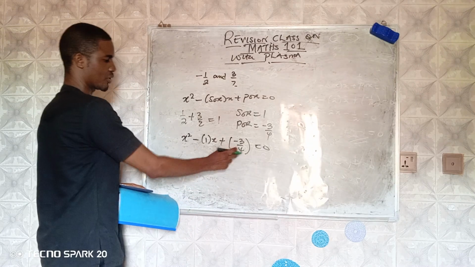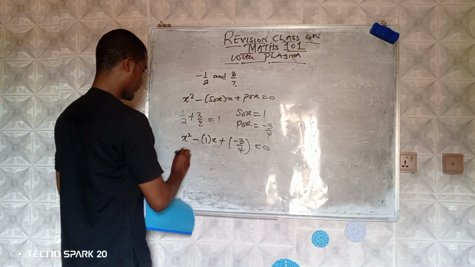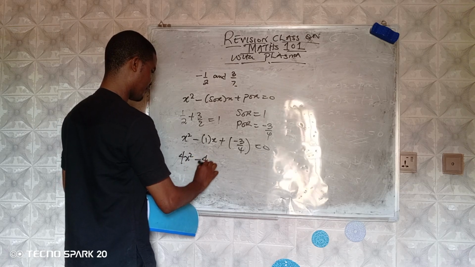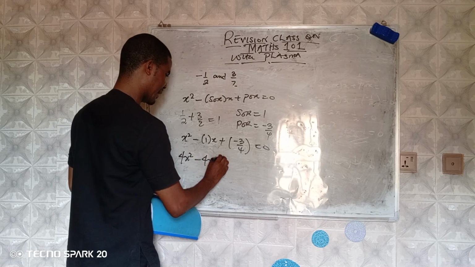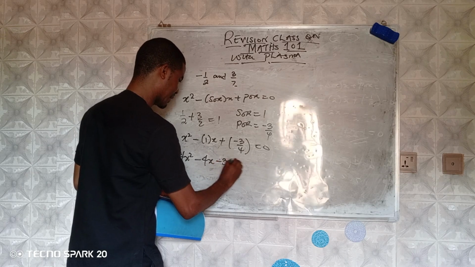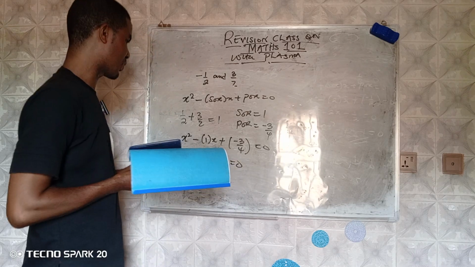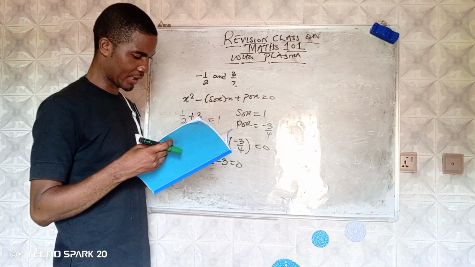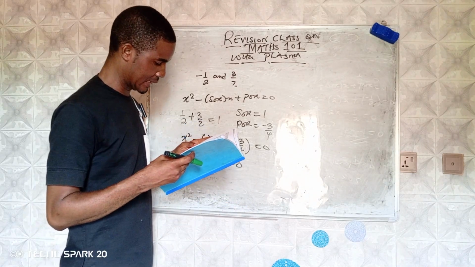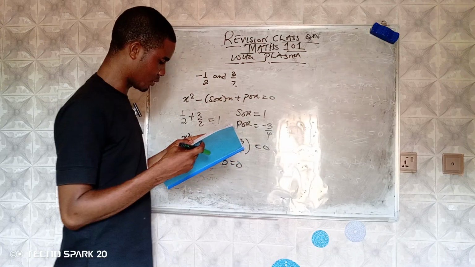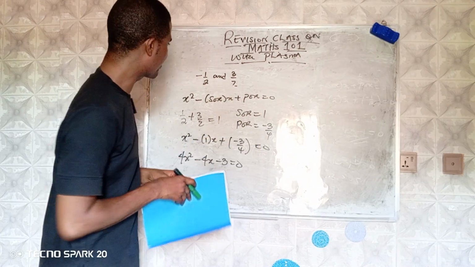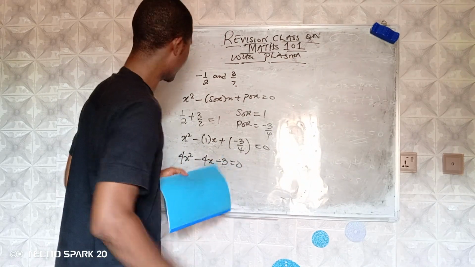Remember that this denominator, we have to work on it. So we have 4x squared minus 4x minus 3 equals 0. And that becomes the equation we are looking for. So that will end with option B, 4x squared minus 4x plus 3.